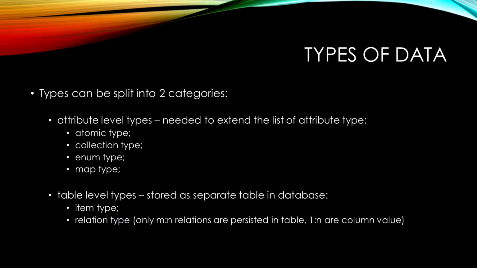Types can be split into two categories: attribute level types, such as atomic, collection, enum, and map types that are used as attributes, and table types such as item and relation that are stored in the DB as entities. Note that many-to-many relations are stored in a separate table, while one-to-many doesn't need an additional table and is stored as a column on the many side.